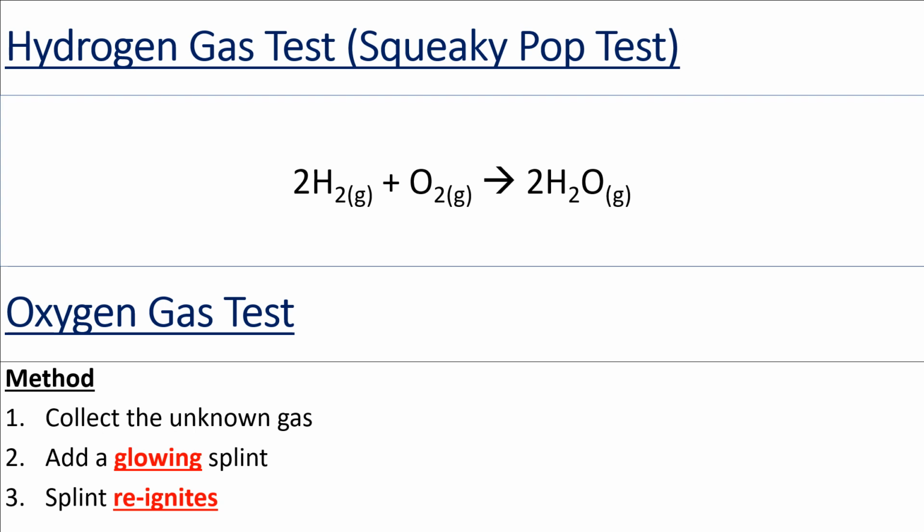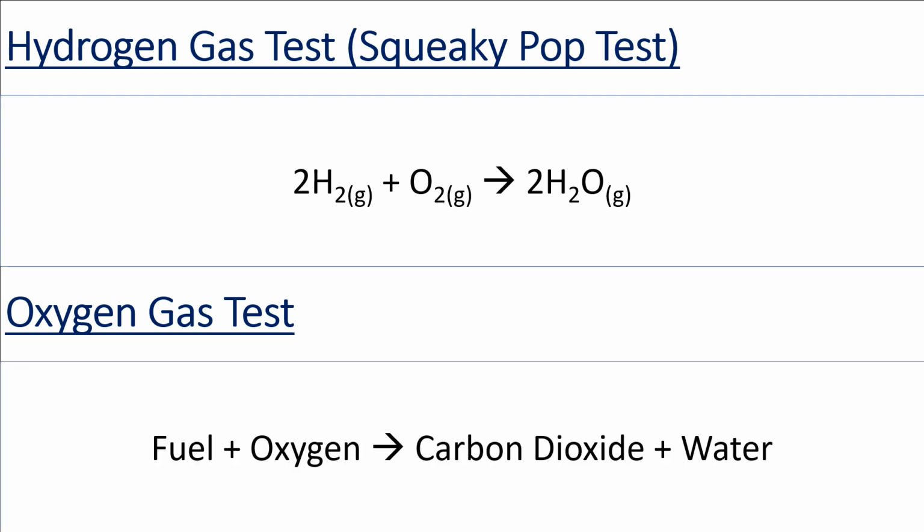Oxygen gas test, add a glowing splint and the splint reignites. Because if you increase the oxygen, then the combustion is able to take place more readily. So a glowing splint doesn't have enough oxygen in the atmospheric composition to combust, but if you put it into a test tube or a container that contains more oxygen because you've collected it, then it will be able to combust, so it will reignite.